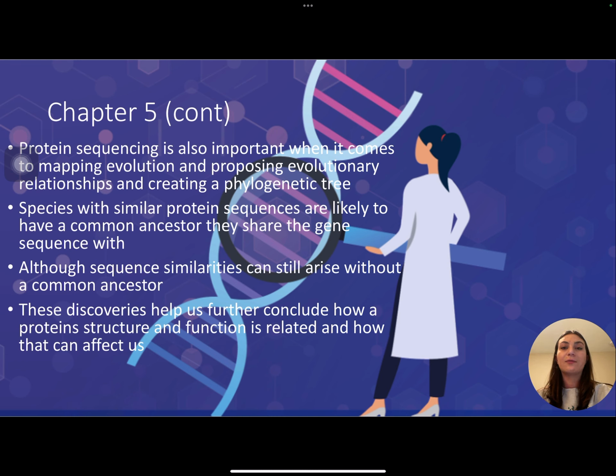Protein sequencing plays a vital role in drug discovery and development by allowing us to design molecules like biologics that can interact with these proteins.